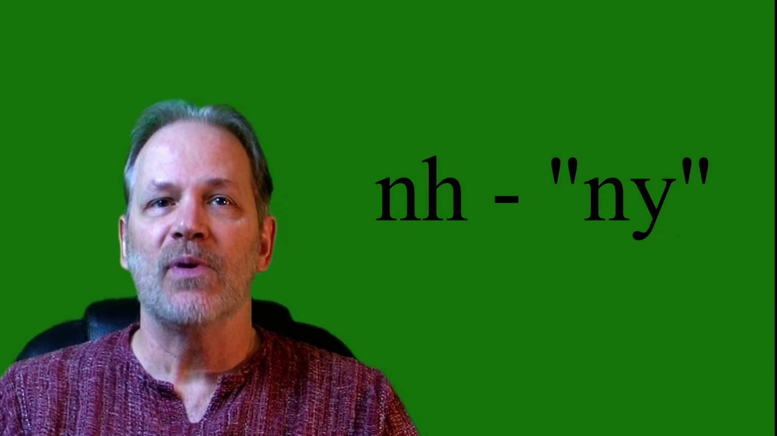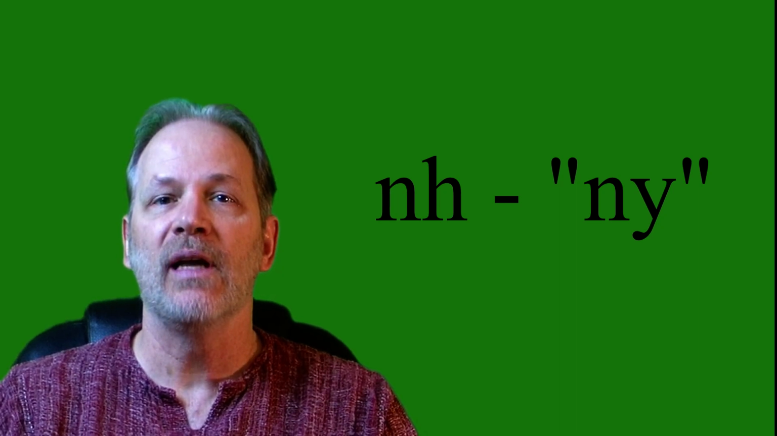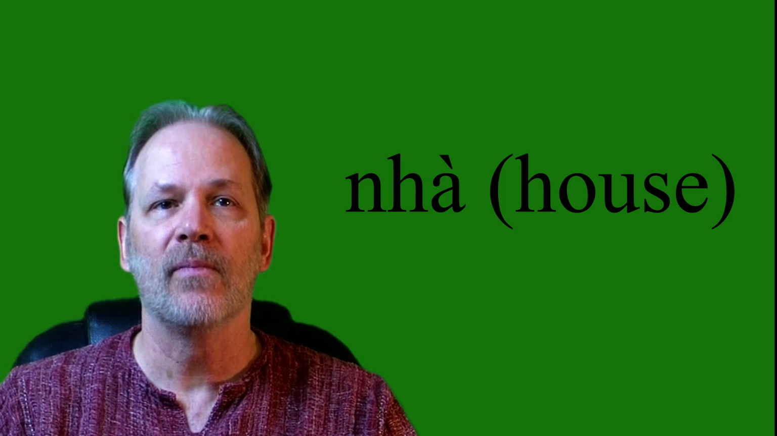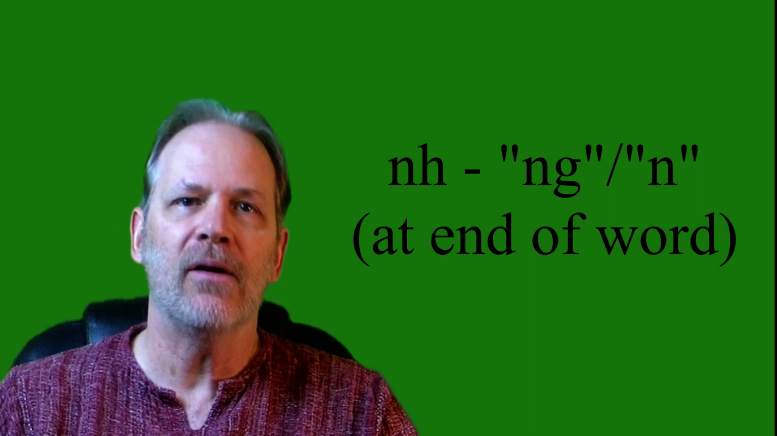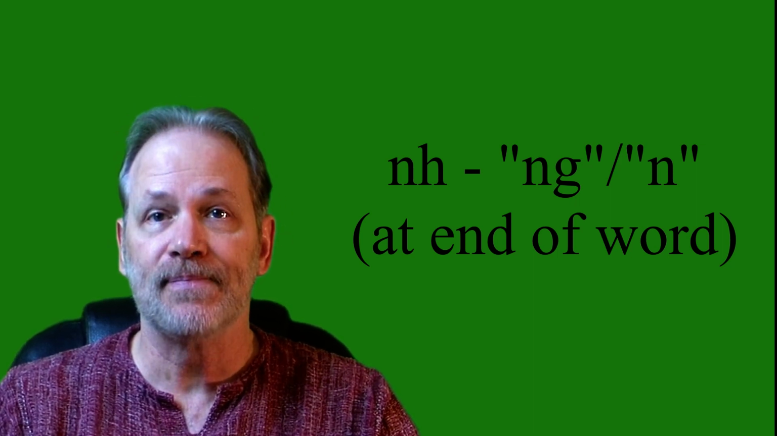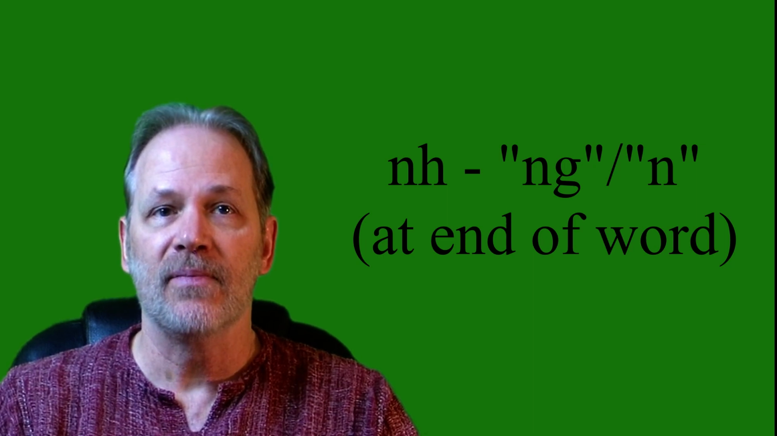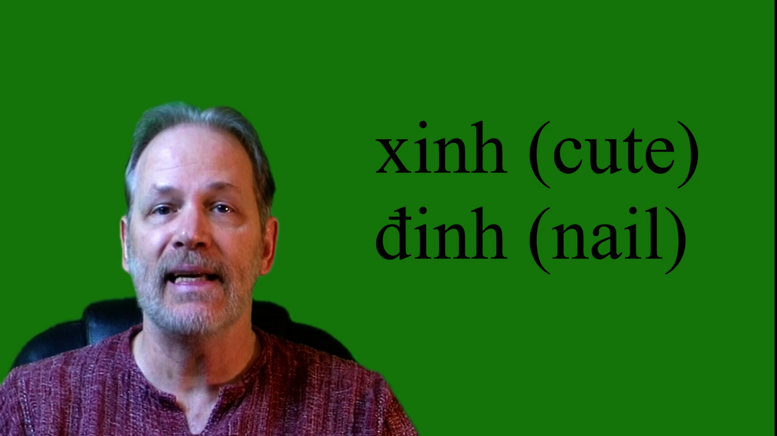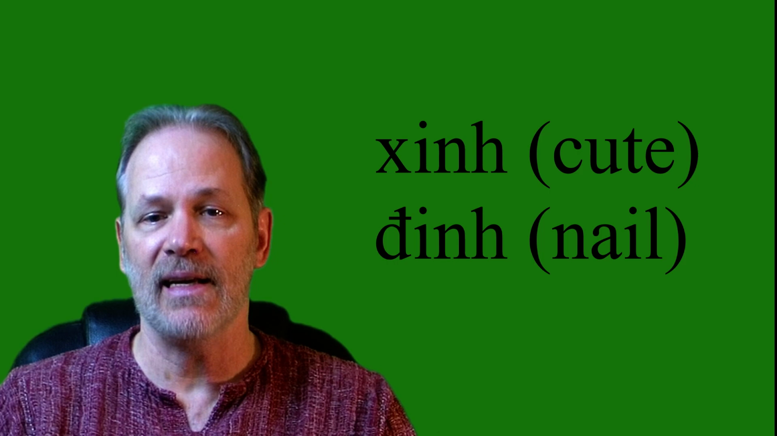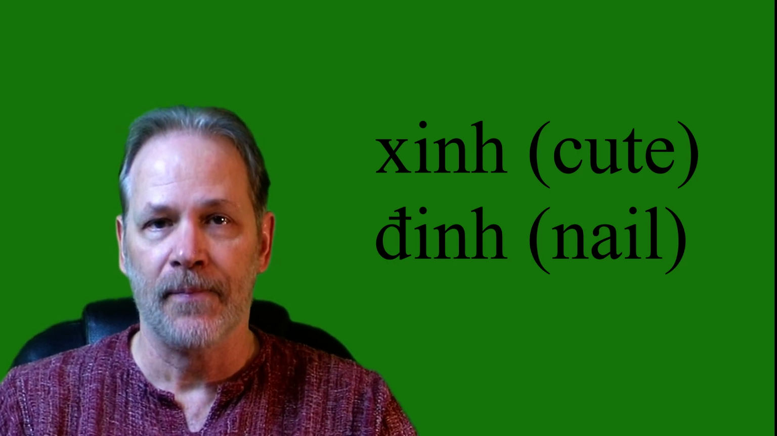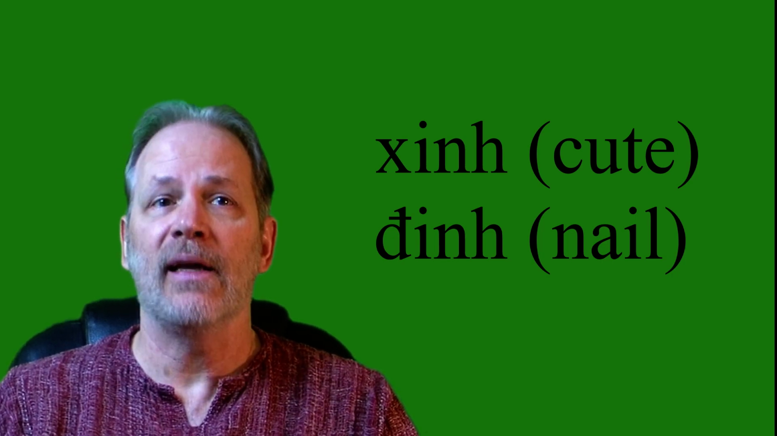The NH combination is pronounced like NY when at the beginning of a word, as in the word nhà, house, very common word. Easy enough, right? When you see it at the end of a word, the pronunciation is different depending on whether you speak Northern or Southern dialect. In Northern dialect, it's pronounced like NG in English. So the word xinh, which is pretty, or the word đinh, which is nail, sounds just like we were saying sing, S-I-N-G, or ding, D-I-N-G. That's in Northern dialect.